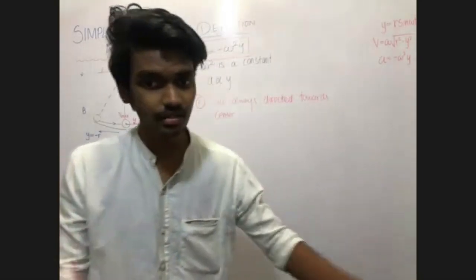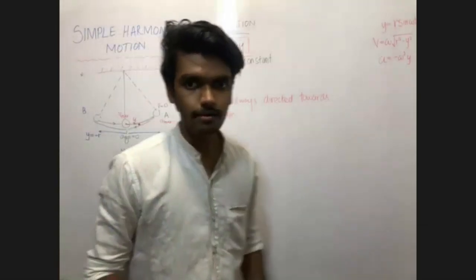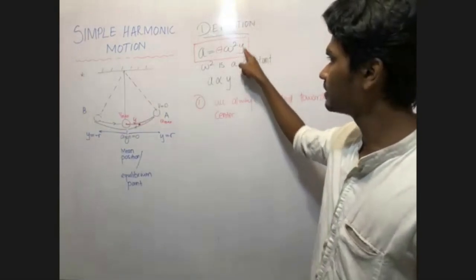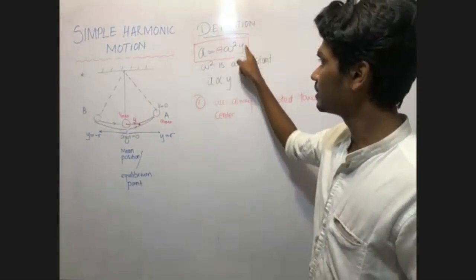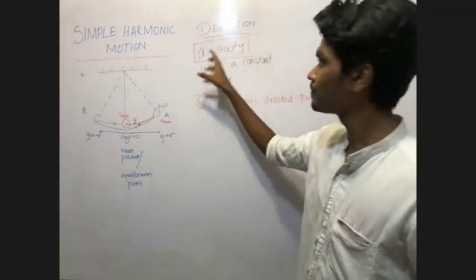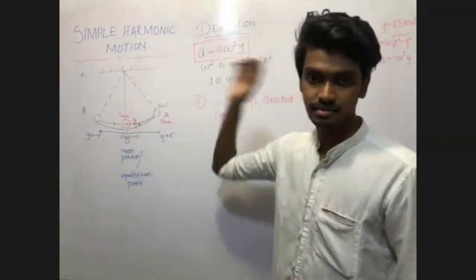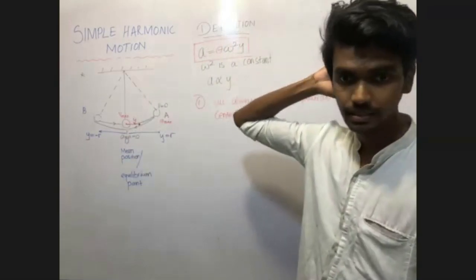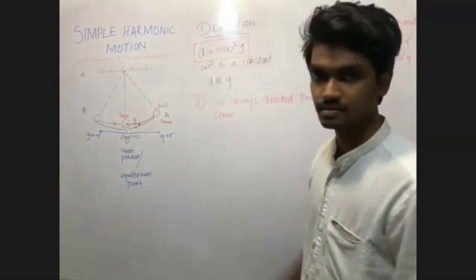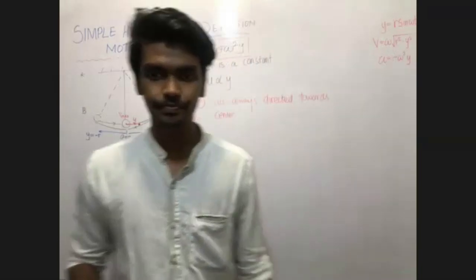How did you get that point? From this minus. So whenever the displacement increases, acceleration towards the center increases, because of the minus. That is the first thing.